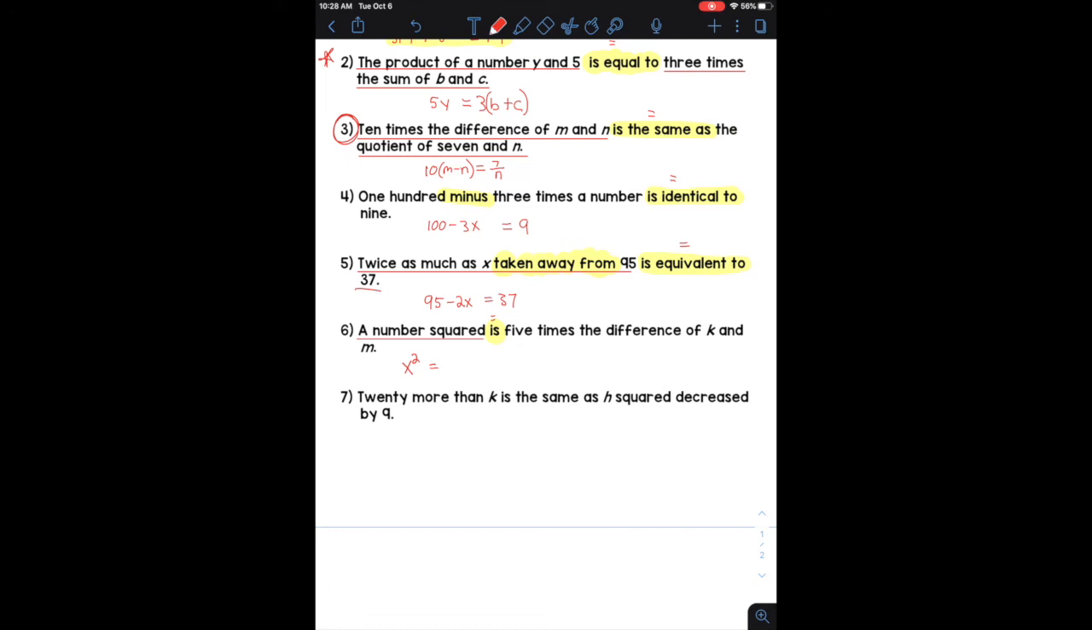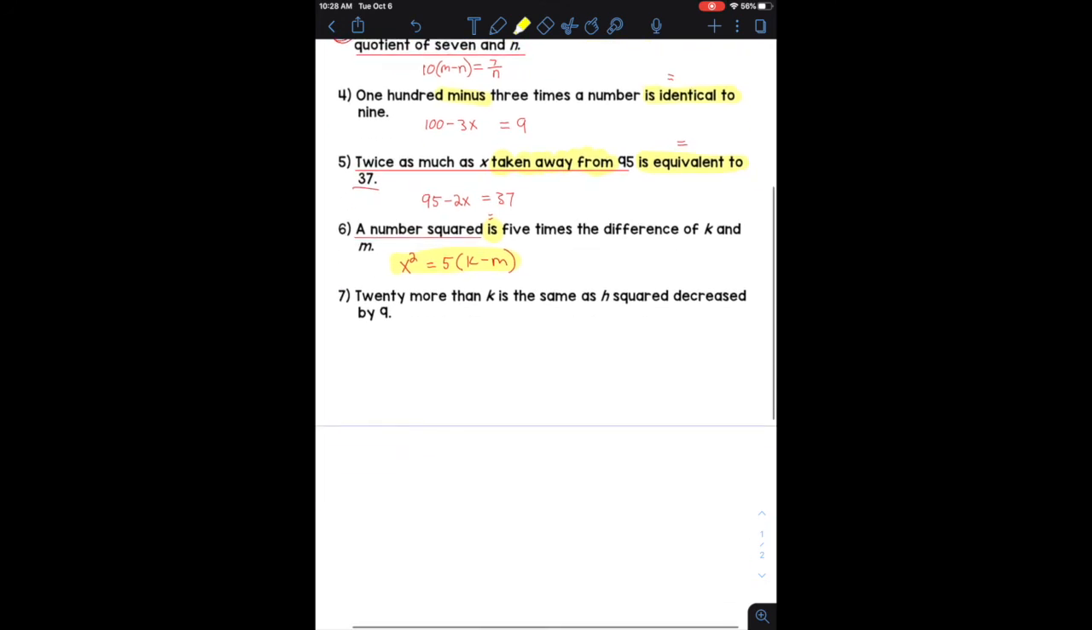So this one is just like number 3, where we have something times the difference of two things, or something times the sum of two things. We need parentheses. So 5 times the difference of k and m. Difference refers to subtraction, so this would be our answer for number 6.